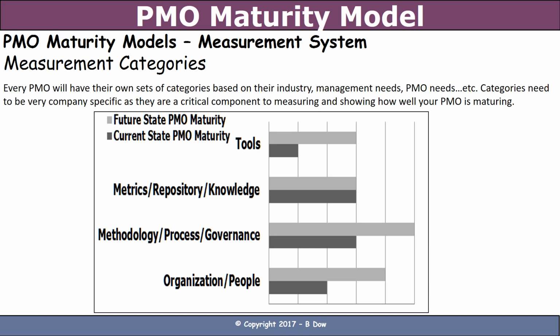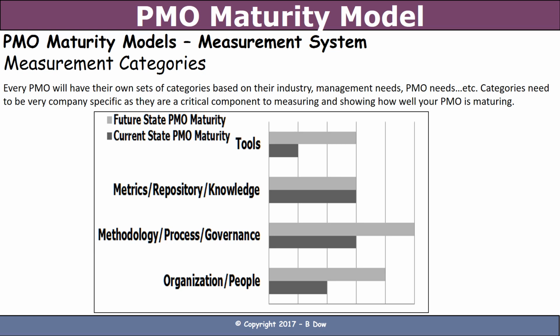Now you have your measurement categories, and let's talk about those categories. Those categories are very specific for your organization and for your company. So I've got tools, I've got metrics, I've got methodology, I've got organizational people, right? What you're seeing here are different categories that are all applicable to the PMO, and how do we measure where we're at? And how do we measure our maturity?